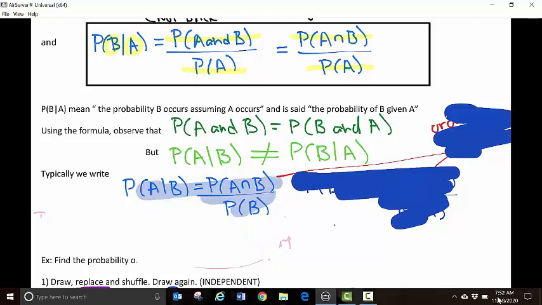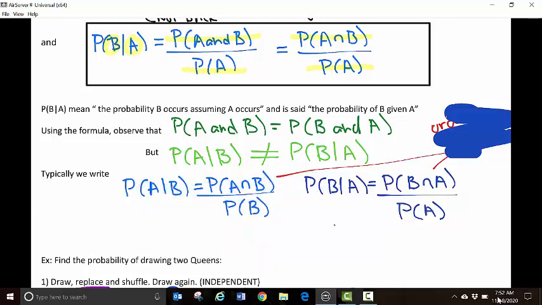Okay. So here is the typical formula. The top part right here, the order doesn't matter, okay? But we usually, if we put A first, we put A first. And if we put B first, we put B first. What does matter is the given part is what's down here.